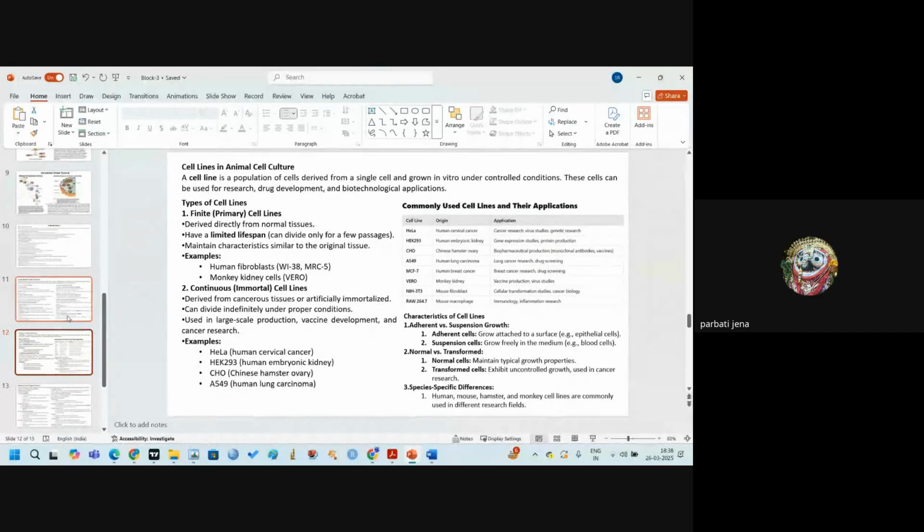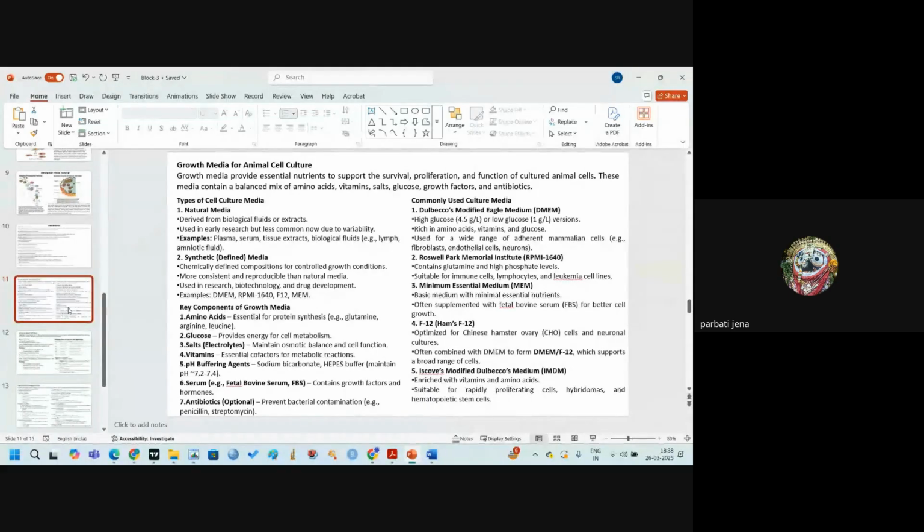Then, sir, what is F12? What is this? This is extracted from the Chinese hamster ovary. Okay, sir, what is the benefit of it in cell culture? Because this extraction from the Chinese hamster ovary is rich in different types of growth factors. Yes. Okay.